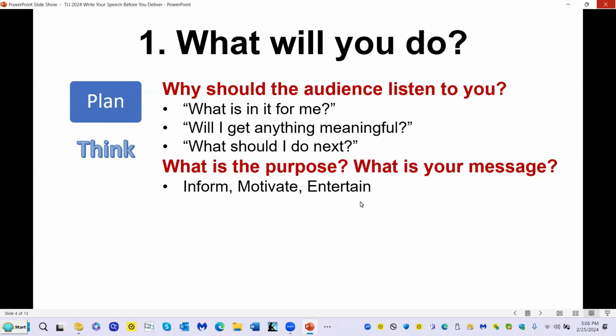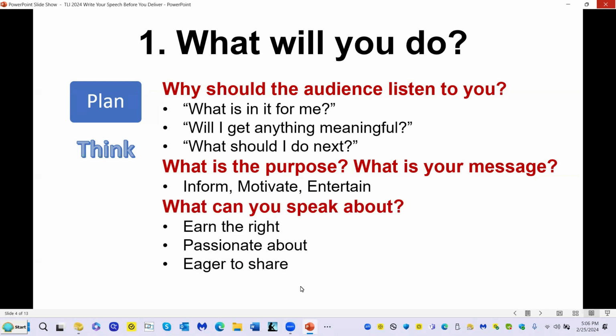Now, what is the purpose is the next item you have to concentrate on when you plan. What is your message? There are only 3 kinds of speeches. You want to inform, you want to motivate, or you want to entertain, but you have to decide this in the planning phase.